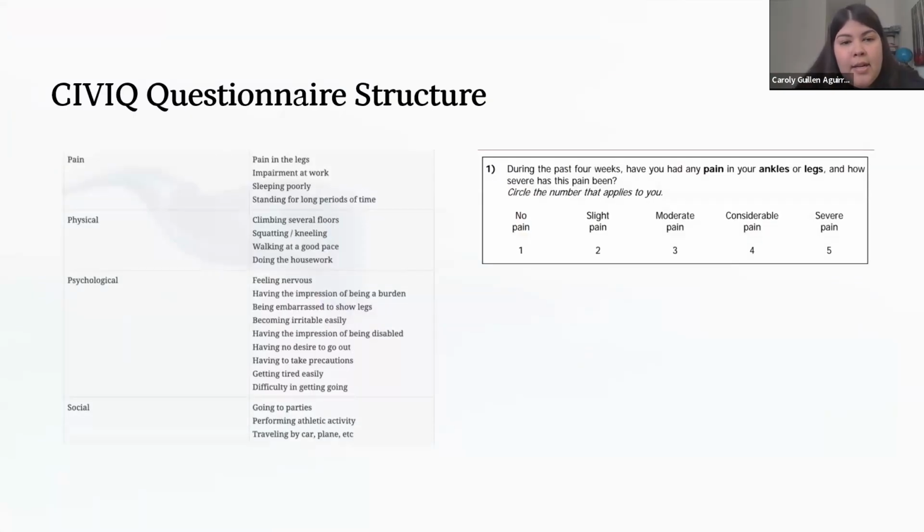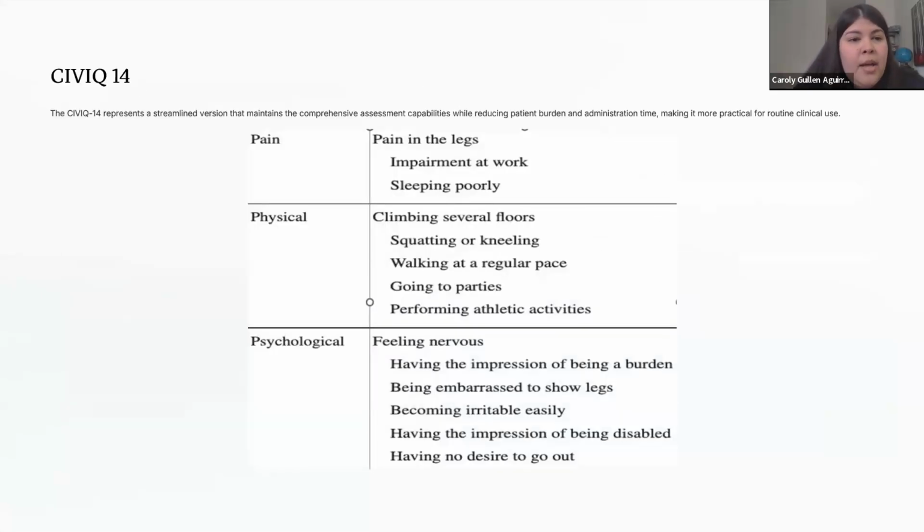So we have here an example of the questionnaire. It will ask the question: during the past 4 weeks, have you had any pain in your ankles or legs, and how severe has this pain been? It ranges from no pain to severe pain. The 14 represented a streamlined version that maintains the comprehensive assessment capabilities while reducing patient burden and administration time. Because it had fewer questions, it took less time for patients to fill in the questionnaire, making this tool more practical for routine clinical use.